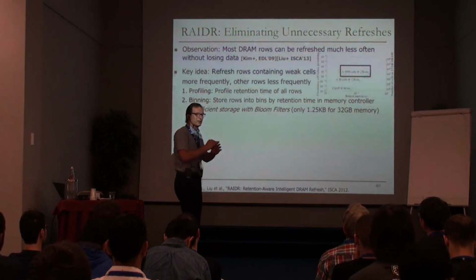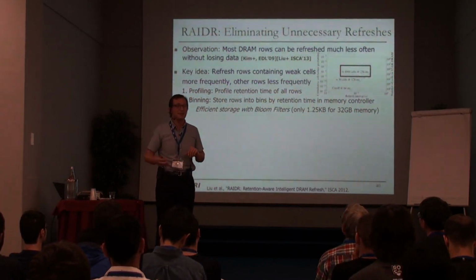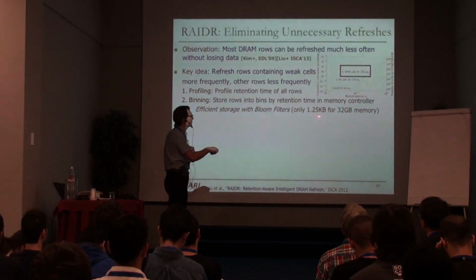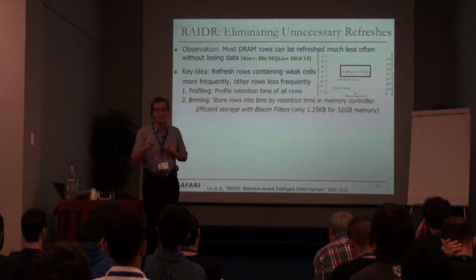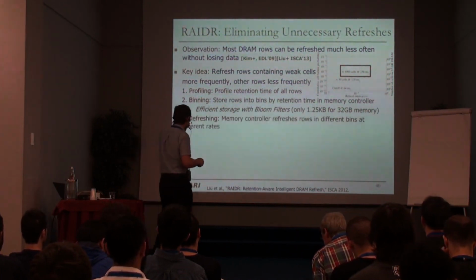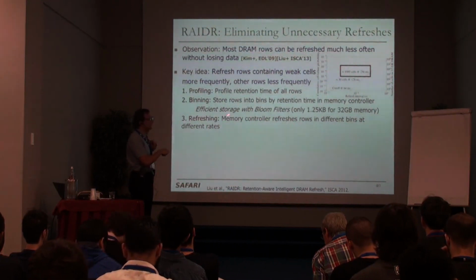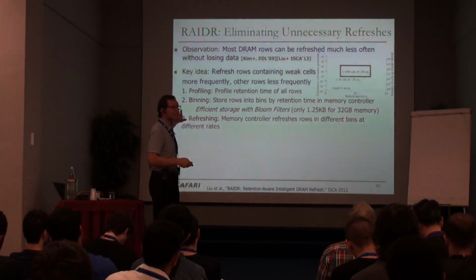And actually, there are many, many hardware and software algorithms that make use of it because it's very compact. As you can see, for 32 gigabytes memory, you can store this retention time information for only 1.25 kilobytes. And even that can be reduced. Okay, and the memory controller refreshes rows in different bins at different rates by checking these Bloom filters very, very quickly. So this is a very practical mechanism.